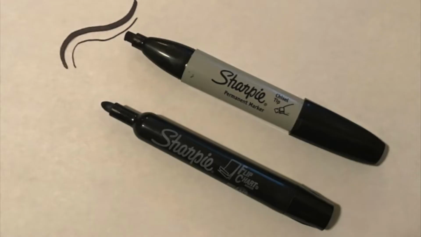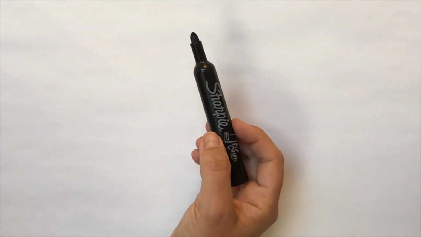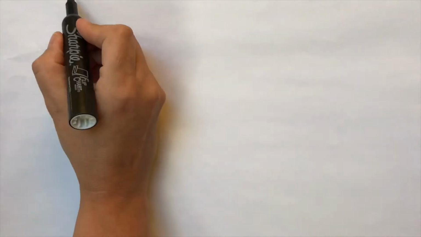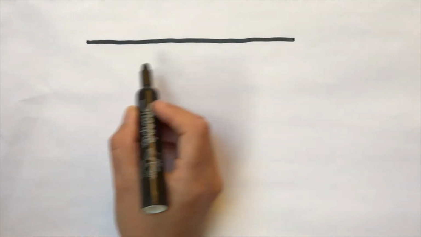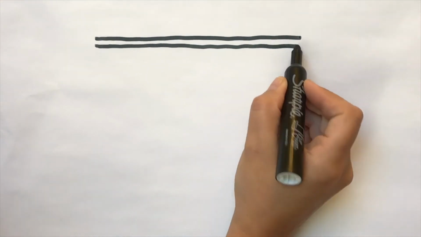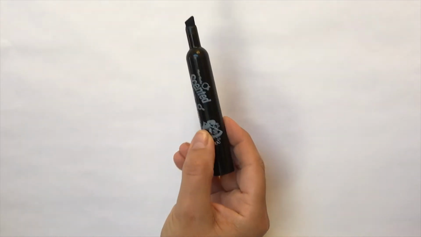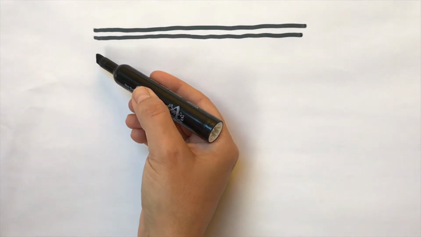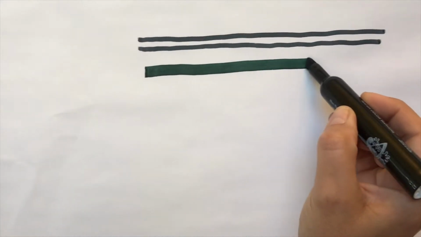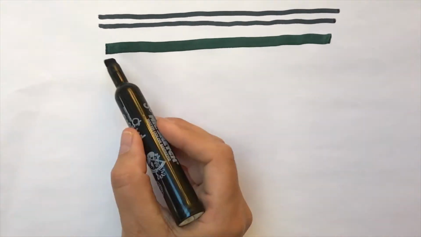Just a brief pause here to remind you of the differences in the tips of the markers you select. This is a bullet tip, good for thin lines and charting. This is a chisel tip. The chisel tip will give you lots of flexibility in drawing both thick and thin lines.